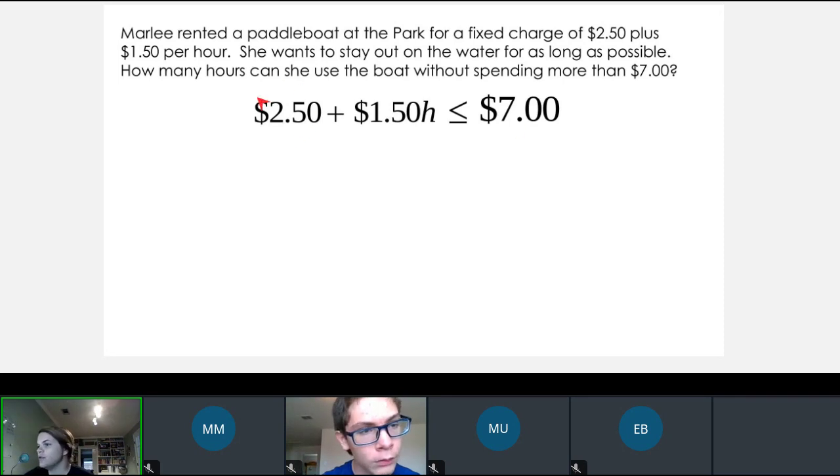So over here on the left, it's $2.50 for her to just rent it, plus $1.50 per hour. This total, Marley wants it to be less than $7. Could be equal to $7, so less than or equal to. So y'all go ahead and solve that one.